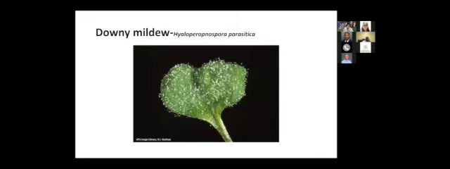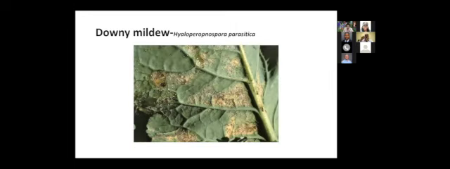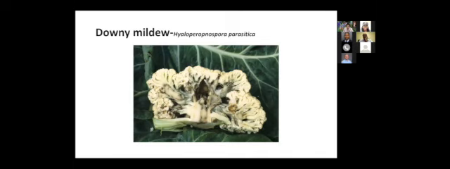Downy mildew is a problem in high tunnel, as well as out in the field. And this is the sporulation. It'll look kind of whitish to begin with. And the leaves have been attacked by it on this cauliflower. There it is at a slightly later stage, sporulating on the underside of the leaf. And this is what an infection will do to your fruit, whether it's Brussels sprouts or cabbage or cauliflower.